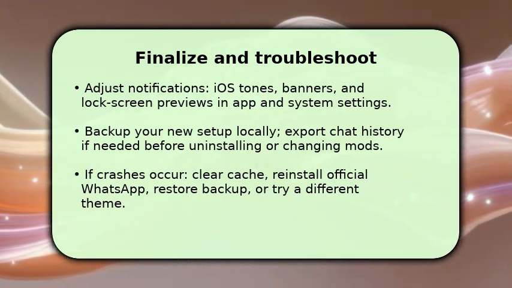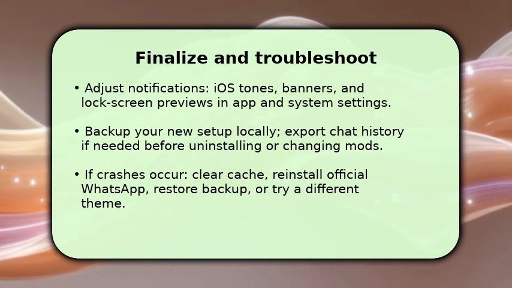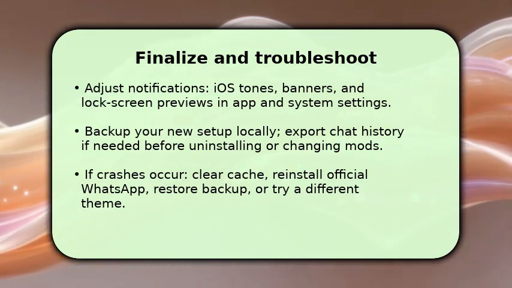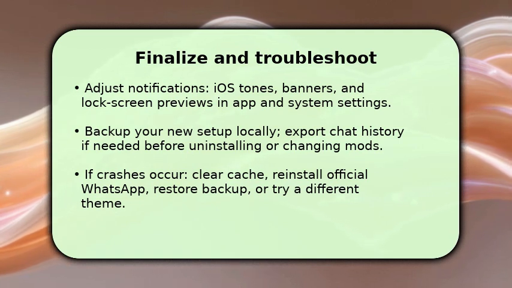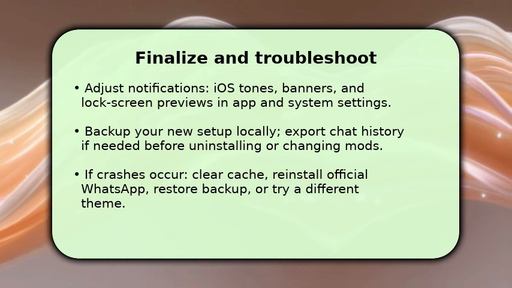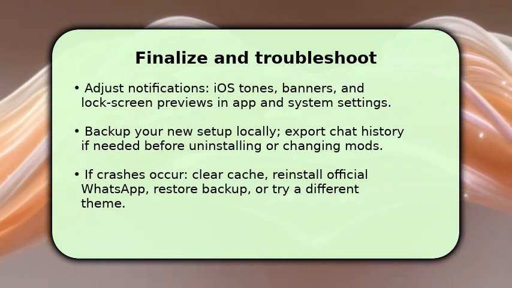If something goes wrong, app crashes, broken features, or missing media, clear the app cache first. Then reinstall, consider returning to the official WhatsApp, and restore your backup. If issues persist, switch to a different theme or a more reputable mod.